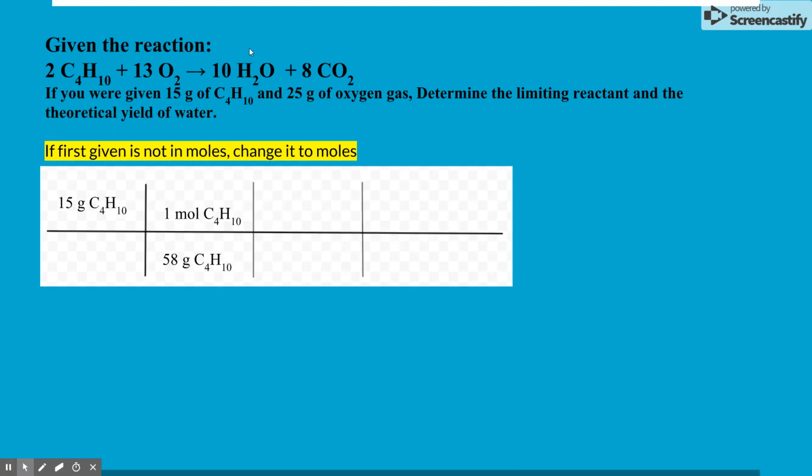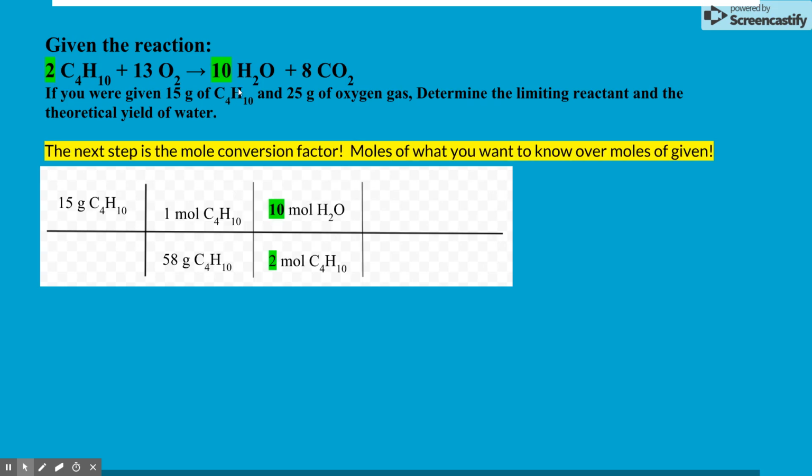Remember, the stoichiometric step involves you putting moles of the chemical you want to find out, in this case water, over moles of the chemical you're given to start with, C4H10. Okay, so I've highlighted that for you. 10 moles of water over 2 moles of C4H10.